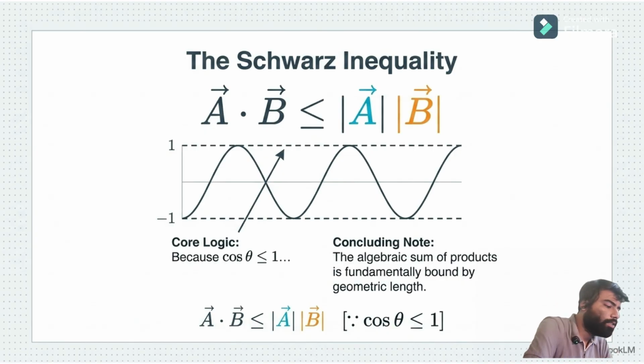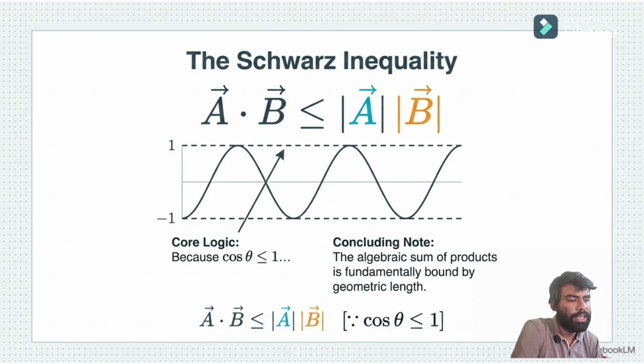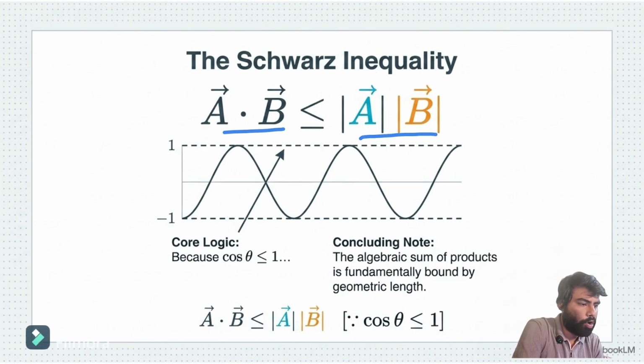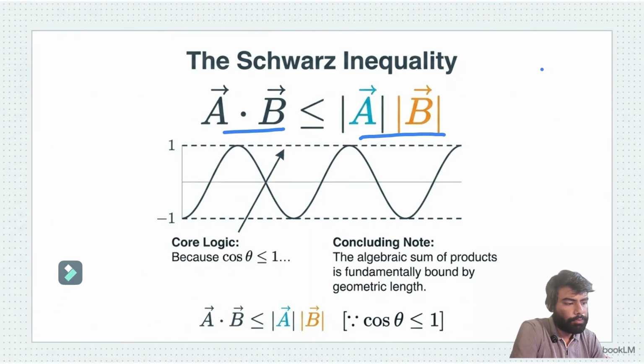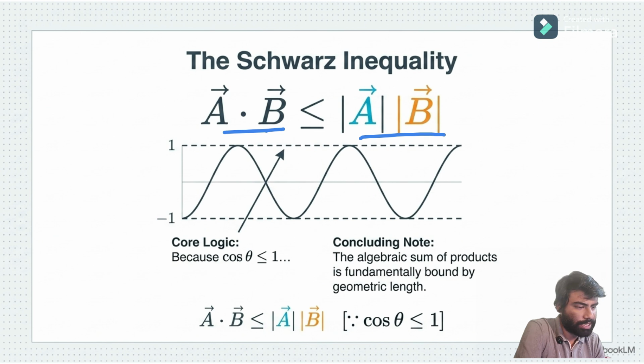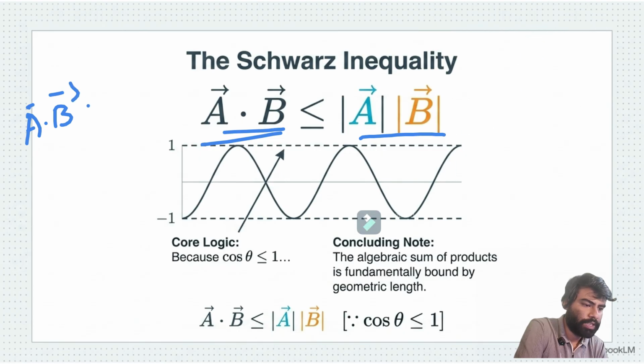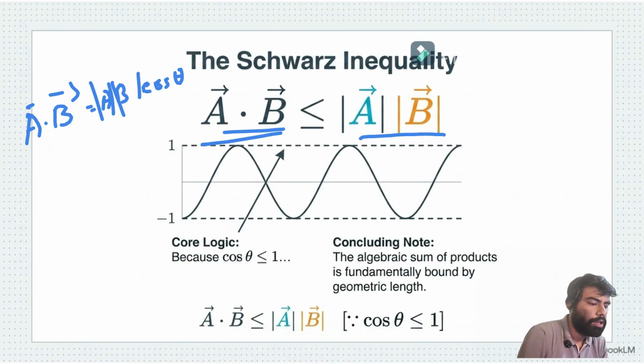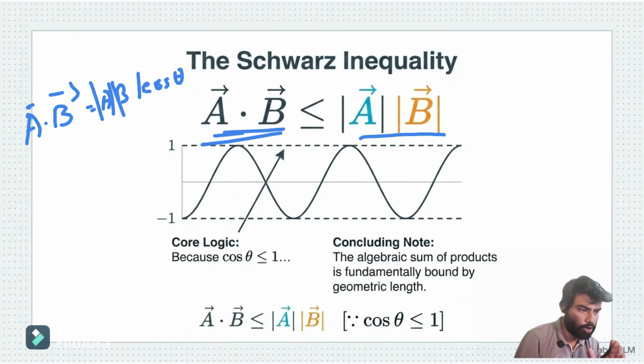And the final concept for today's lecture is the Schwarz inequality. The mod of A dot B will always be less than or equal to mod of A times mod of B. Why? Because A dot B is equal to mod of A mod of B cos theta. Now the value of cos theta cannot be more than 1, so A dot B will always be less than or equal to mod of A and mod of B.